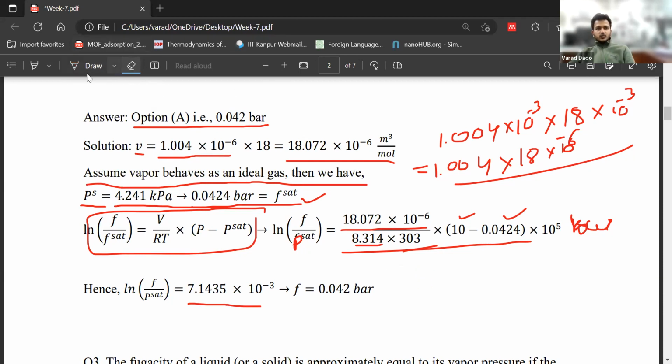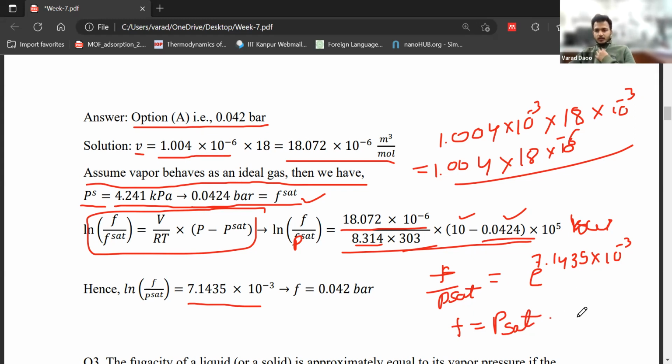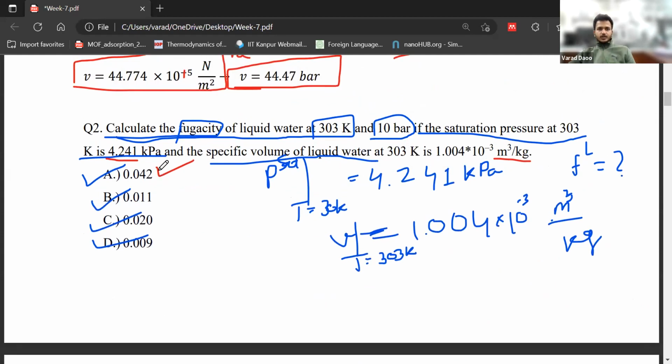Then we take the exponential on both the sides. So we get F by P set is nothing but e to the power 7.1435 into 10 raised to the power minus 3, right? That means F is nothing but P set, which we know, which is nothing but this value, 0.0424 into 10 to the power minus 5 bar, multiplied by e to the power 7.1435 into 10 raised to the power minus 6, right? Which comes out to be this one, 0.042 bar, right? Hence the answer is option A.